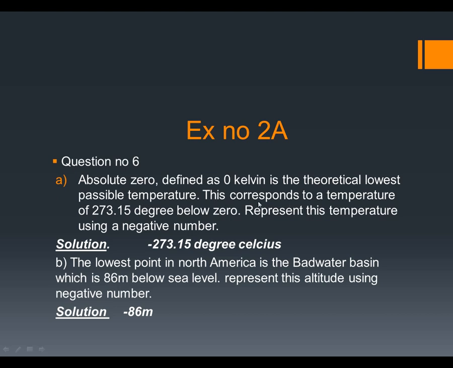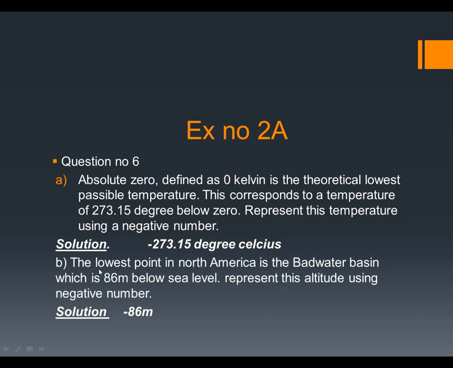So students, you can see here is the number 273.15 below zero. Below 0 means that it is negative. When we move above 0 it will be positive, and when we move below 0 it will be negative. So we just have to put the negative sign with this number. So minus 273.15 degrees Celsius is the answer.